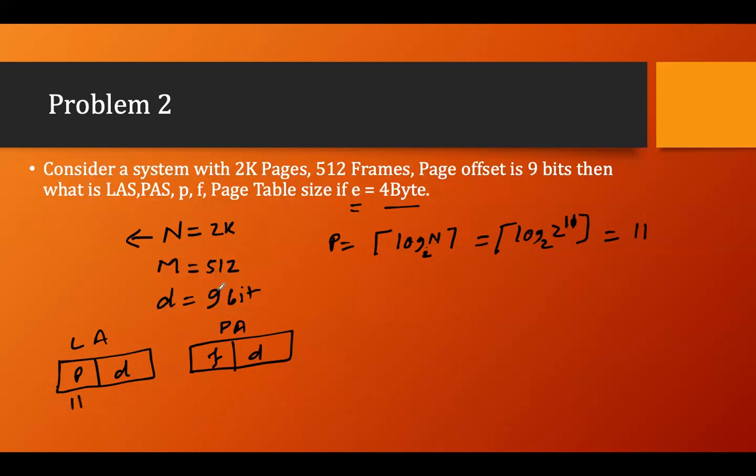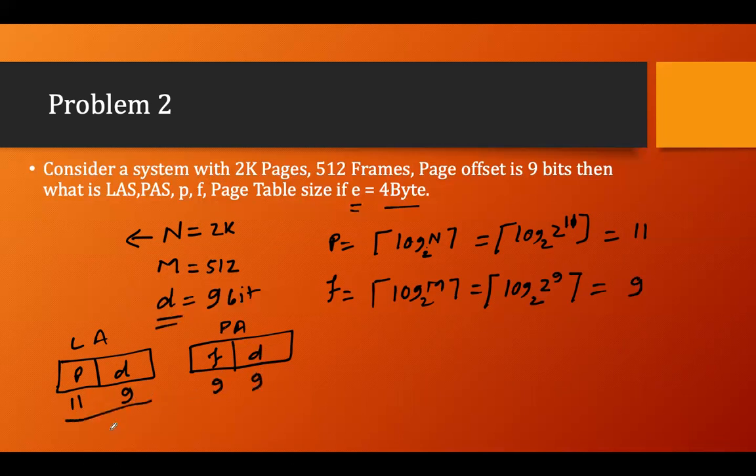D is already given, which is 9. Right? Now, how will we calculate F? This F, frame number. So how many bits are required for the frame number? The same logic. It will be M. Now it will be log 2 of 512. How can we calculate the 512? 512 will be 2 to the power of 9, right? Which is 9 bit. So it will be 9 bit and the offset, because it is the same for both, so it will be 9.